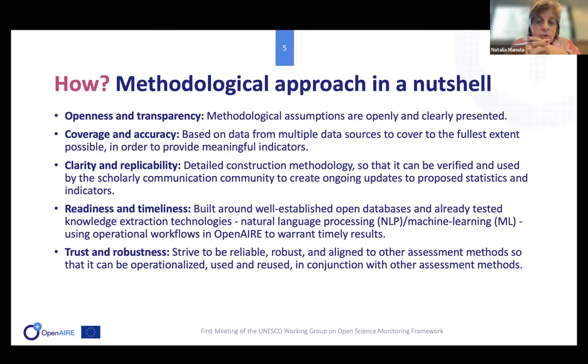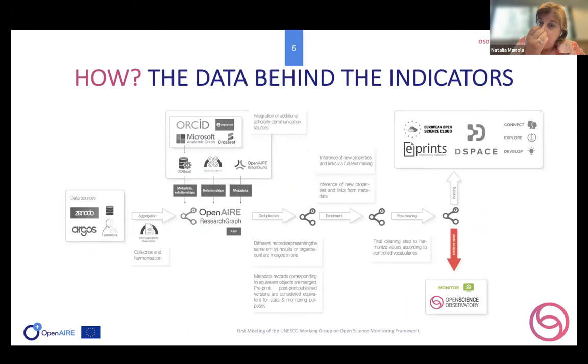Readiness and timeliness. So what we need is to realize that even if we have the best data sources out there, we need more things coming. And then last but not least is the quality. It's the trust and robustness. Do we place our trust in the numbers? This is something that machines will do in the beginning, but then we have to have the community. We need to have our networks in order to make sure that we build this trust and robustness into the monitoring. Just to give you an idea of how we're doing it in OpenAIRE.